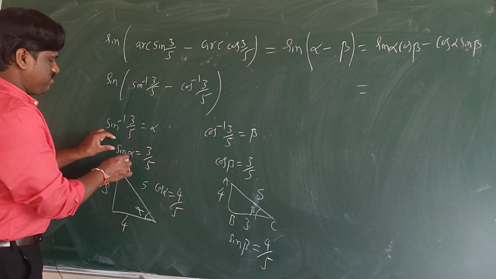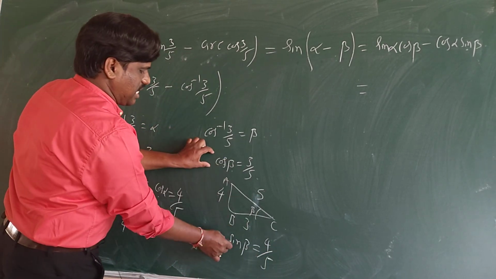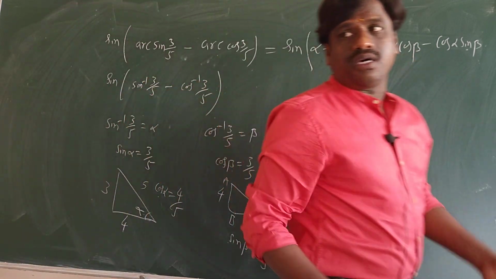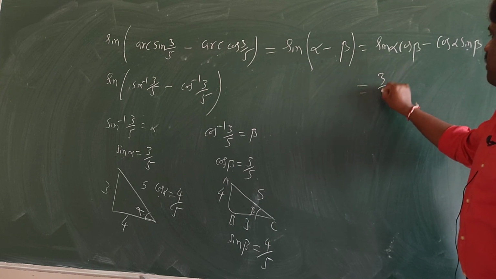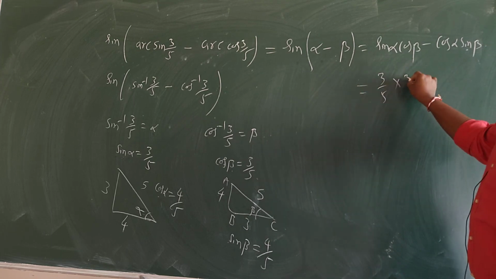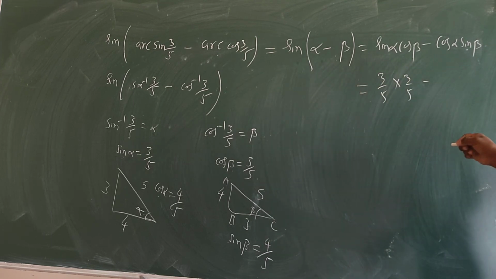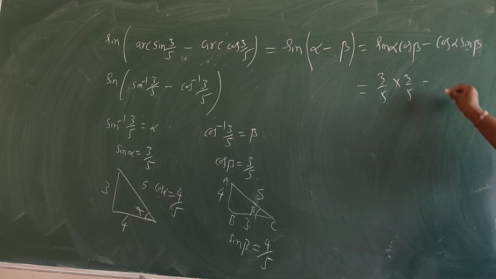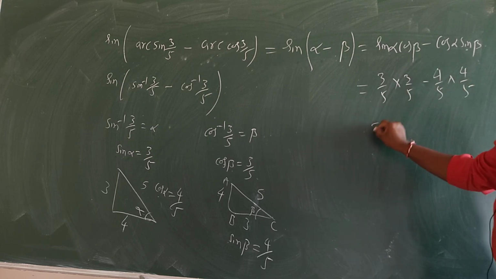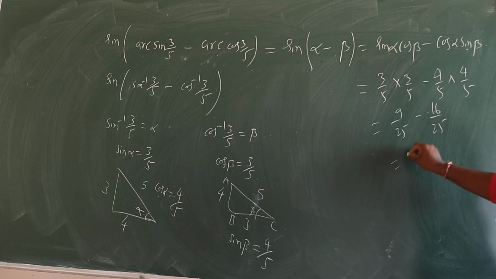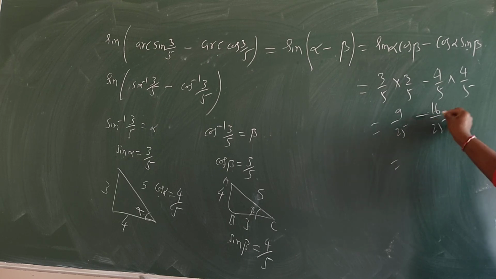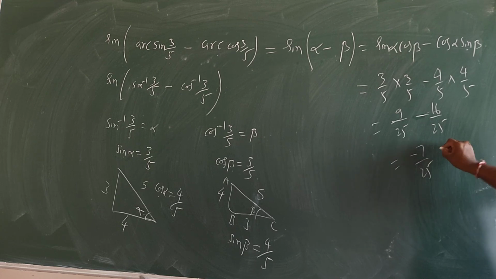And these values, sin alpha, cos beta, sin beta, put in this, and you are going to get the final answer. What is sin alpha here? 3 by 5. What is cos beta? 3 by 5. What is cos alpha? 4 by 5. What is sin beta? 4 by 5. So the answer is 9 by 25 minus 16 by 25, that is 9 minus 16 by 25. 9 minus 16 is how much? Minus 7 by 25 is the answer.